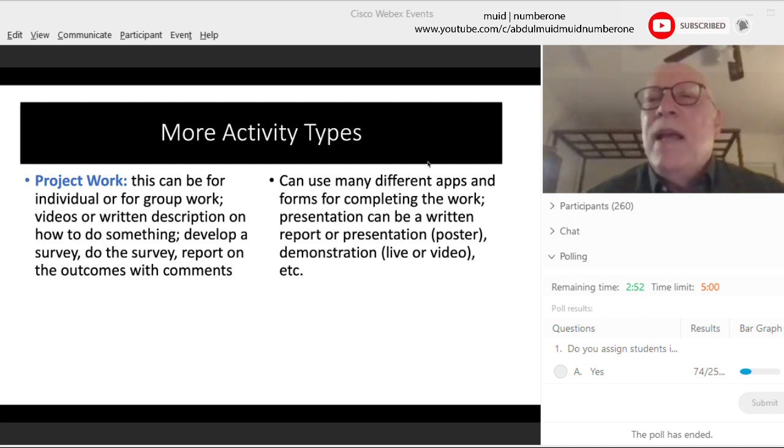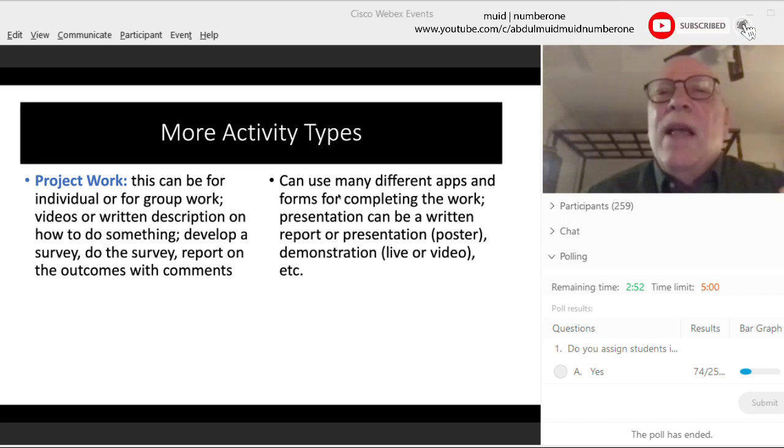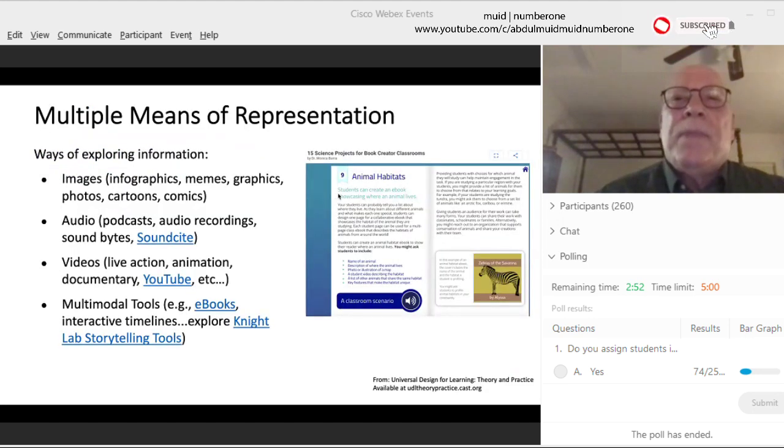Have them create posters and share those on your class Facebook page. They can do a demonstration in a live class where you're meeting with them, like now, the webinar, or they could do it in a video. So there's so much that you can do with the students that's really exciting and can motivate them and keep them engaged even more than they are in most regular classrooms.